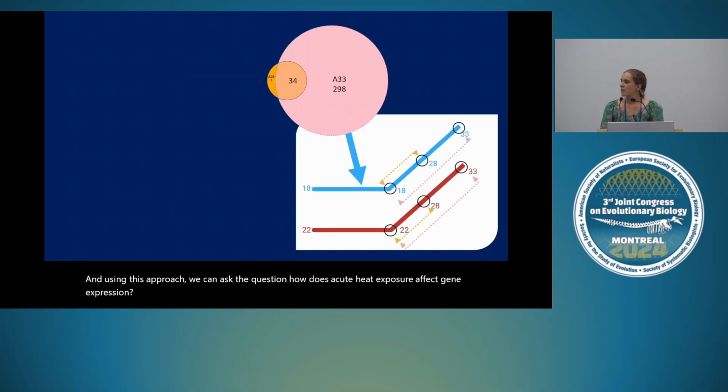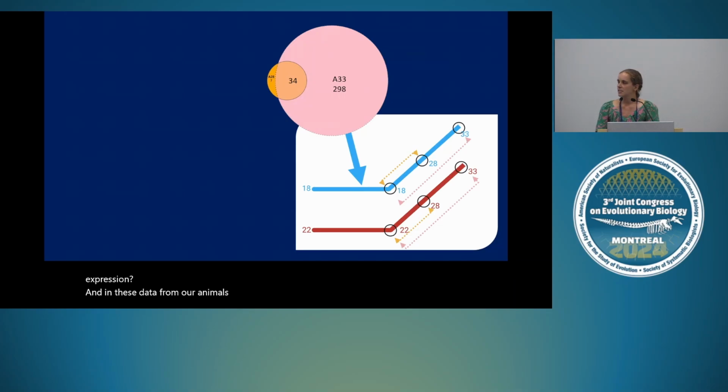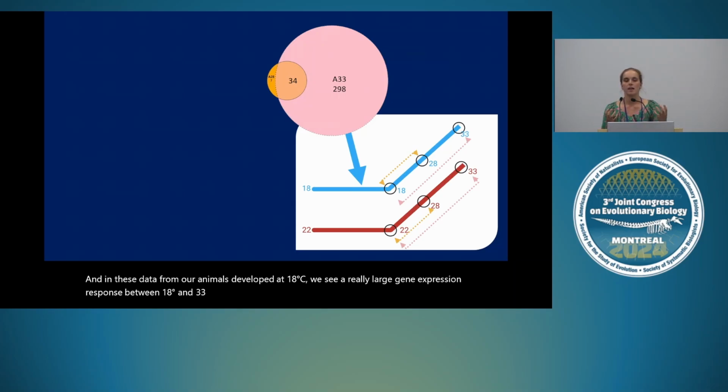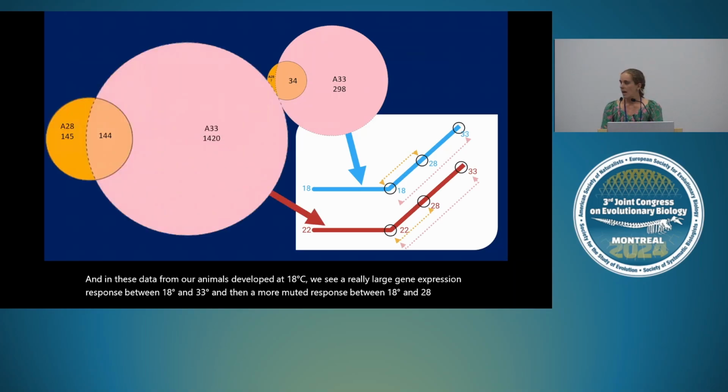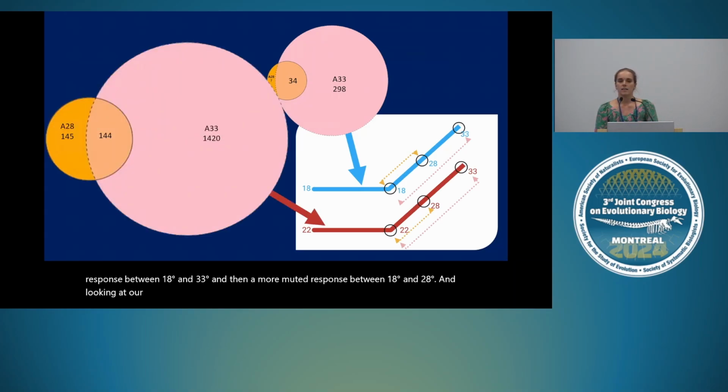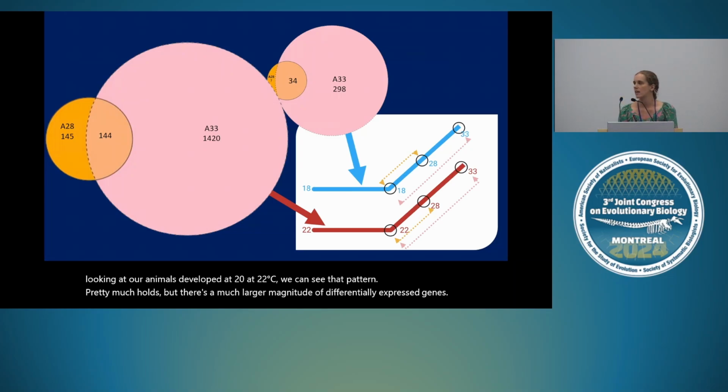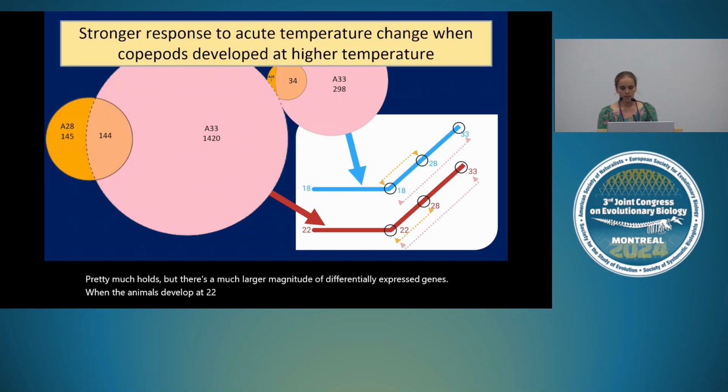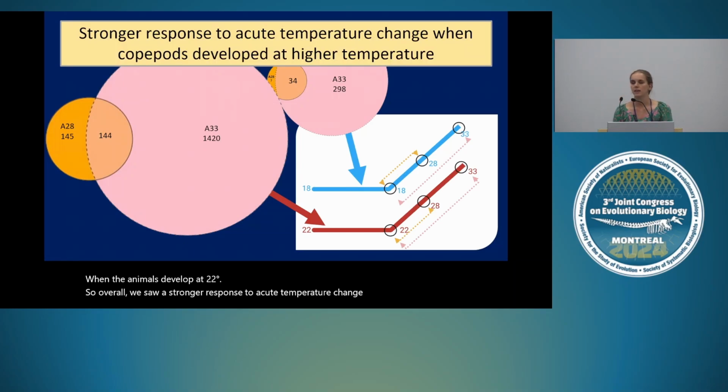And in these data from our animals developed at 18 degrees Celsius, we see a really large gene expression response between 18 degrees and 33 degrees, and then a more muted response between 18 degrees and 28 degrees. And looking at our animals developed at 22 degrees Celsius, we can see that that pattern pretty much holds, but there's a much larger magnitude of differentially expressed genes when the animals develop at 22 degrees. So overall, we saw a stronger response to acute temperature change when copepods developed at a higher temperature.